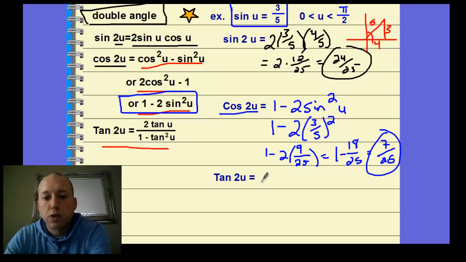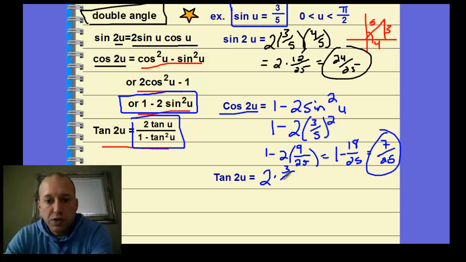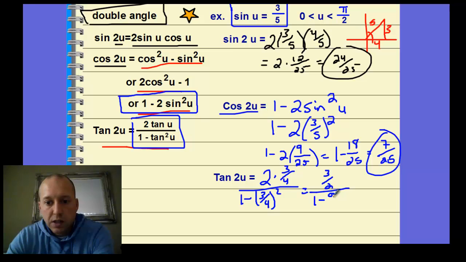The tangent of 2u, then, we do need to find the tangent of u in the formula here. So the tangent of u, back to my triangle, is 3/4. So this is 2 times 3/4, over 1 minus tangent of u, which again is 3/4, and then that quantity squared. So in our numerator, I can reduce this 2 and 4 to make 3/2. Our denominator is going to be 1 minus 9/16. So this is the same thing as 3/2 over, and then 1 minus 9/16 is 7/16.